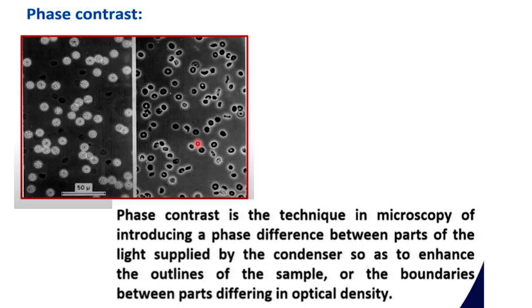Now, what is phase contrast? Phase contrast is the technique in microscopy of introducing a phase difference. So, for example, if you have a composite type of material, let's assume this is a rubber matrix and these are the fillers. Now, if I want to see the exact dimension, from this you see the periphery of this circle is not that clear, but here you can exactly measure the diameter of the sphere.